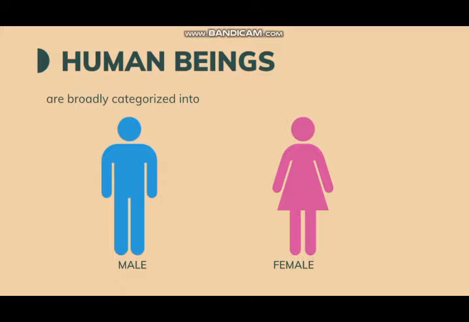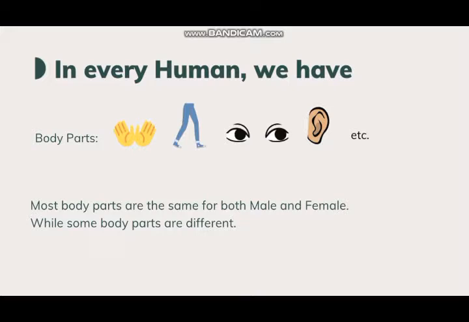Human beings are broadly categorized into male and female. In every human, we have body parts like hands, legs, eyes, and ears, and most body parts are the same for both male and female, while some body parts are different. Both male and female perform some common functions. So now, let's use this example to understand the various OOP concepts.